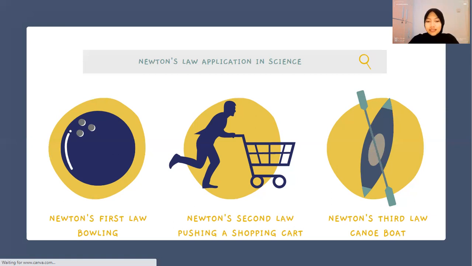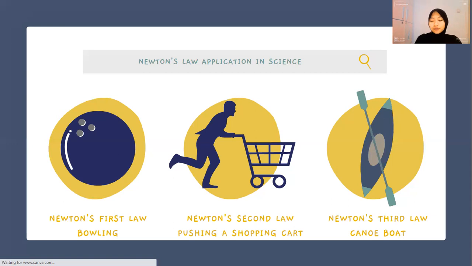And for the last example, I take a canoe. When you paddle in a canoe, pushing the water backward with the paddle creates an equal and opposite force that pushes the boat forward. The force pushing you forward is called the reaction force. So that was pretty much it for Newton's law application in science.